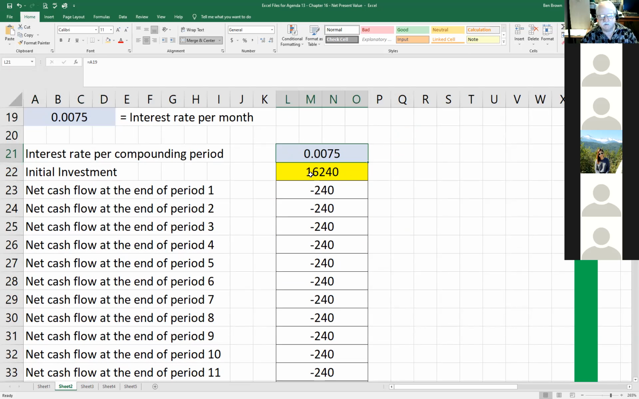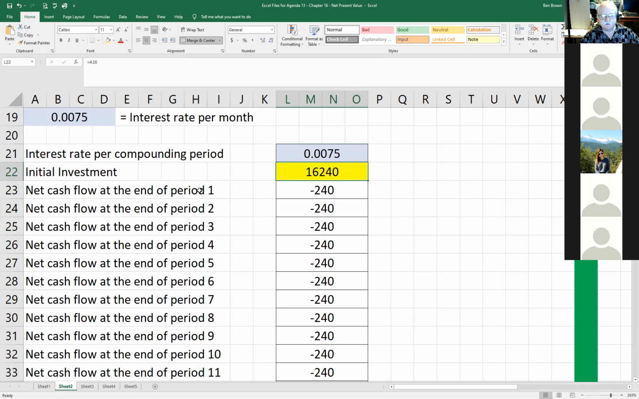The next thing is the initial investment. In other words, we buy the car, we sell our other car, we pay $240. I'm a little worried that we had to repair the car, but at least we had to put gas in it at the beginning of the month. So that $240 has to be in here. So our initial investment is the $16,240.